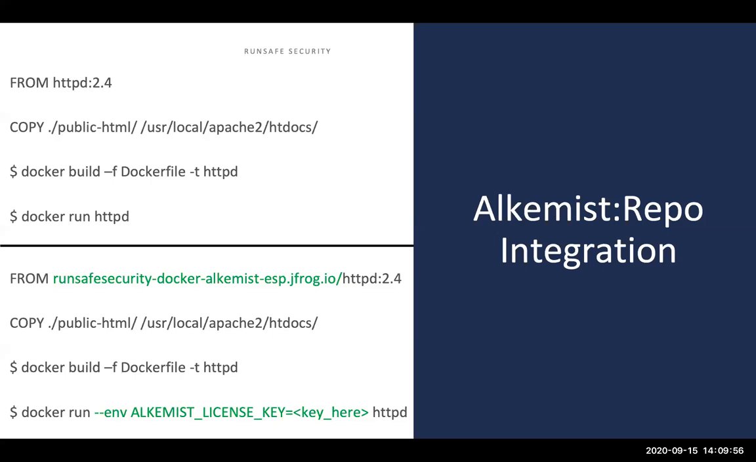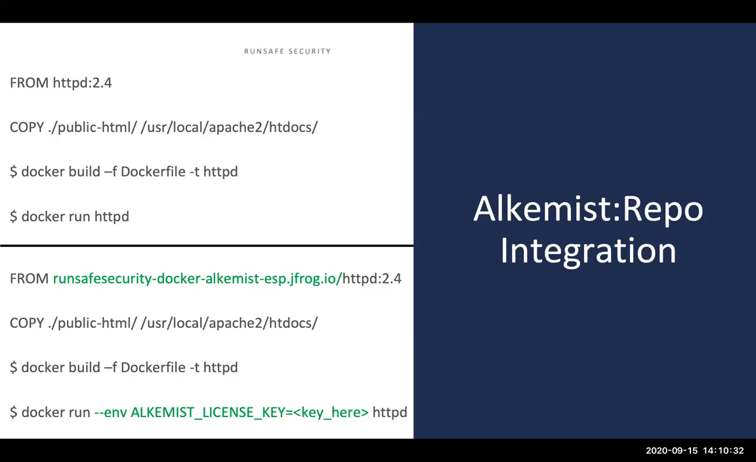So on the top of this slide here on the left, you can see a Docker file that is going to copy some files in for an Apache web server to serve. And so you see a FROM httpd 2.4, and we're going to copy in our public HTML folder into the location in the Docker container that Apache needs it. And then from there, we will build that Docker image and run it. So that's pretty straightforward, not a lot to it. But how do we get repo?